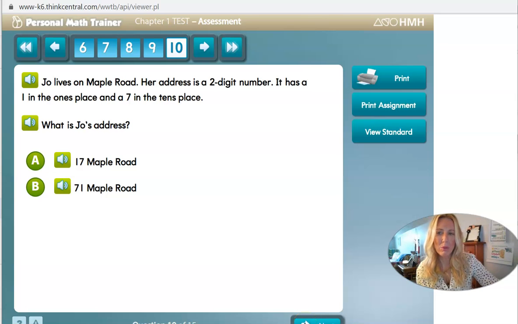Next question. Joe lives on Maple Road. Her address is a 2-digit number. It has a 1 in the ones place and a 7 in the tens place. What's Joe's address? Manatees, same thing. I have a 2-digit number. I have 10s and 1s. You should be doing this on your scrap paper to figure it out. Follow the clues. This is just like the mystery math we've done.